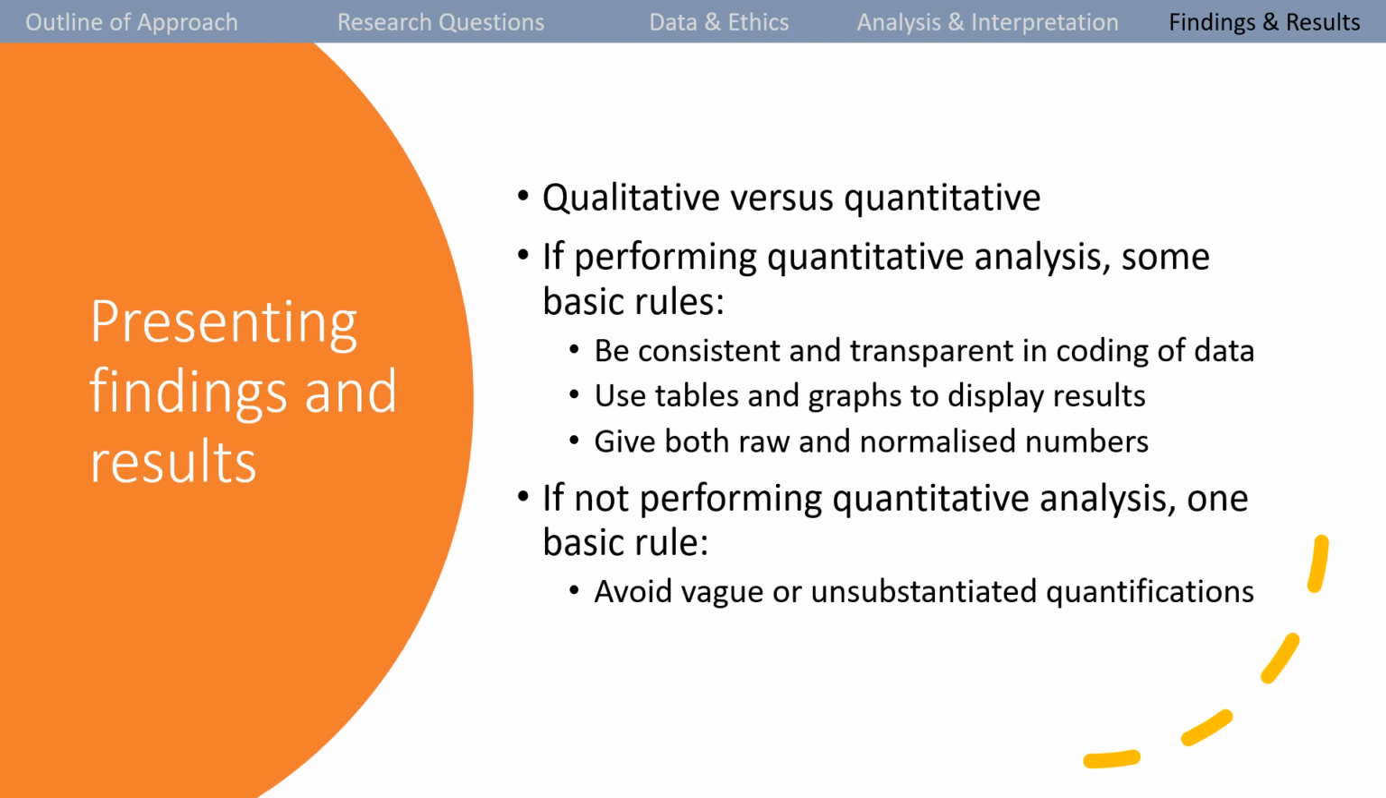Second, be sure to make use of tables and graphs so that quantitative results are readily identifiable and easily digestible. Any quantitative results should be presented as raw numbers, but should also be normalized in some way, presented either as a percentage or as a number per n words.